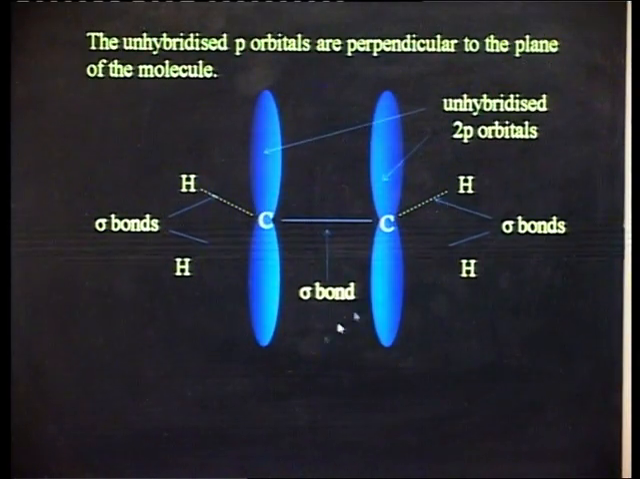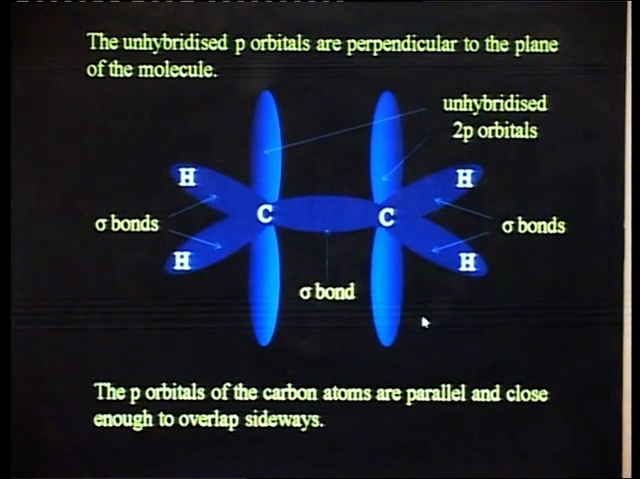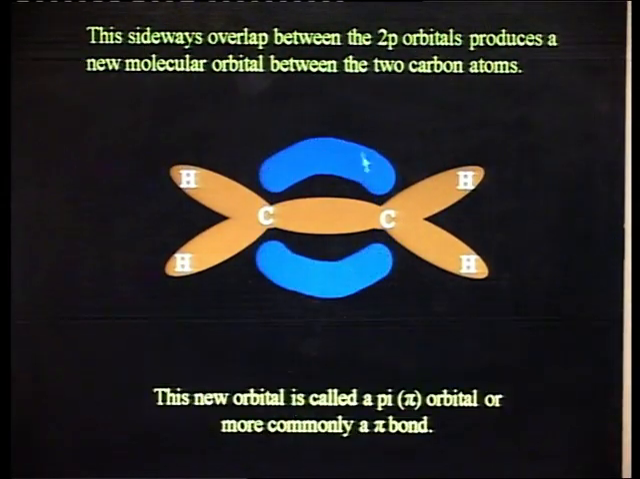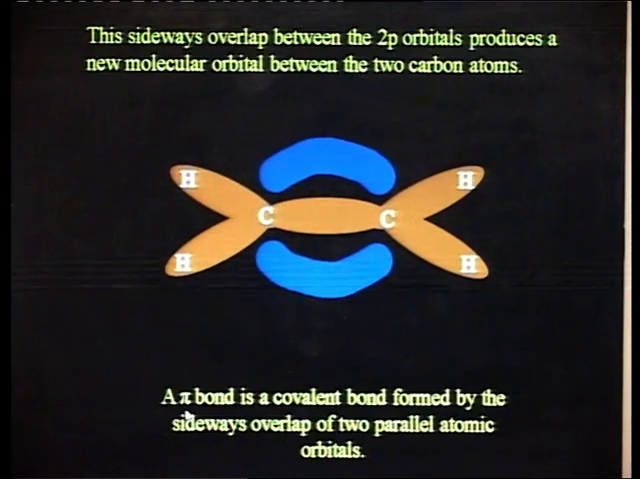These unhybridized p orbitals of the carbon atoms are parallel and close enough to overlap sideways, and they do so by forming the pi bond. This new bond is called a pi bond. A pi bond is a covalent bond formed by the sideways overlapping of 2 parallel atomic orbitals. So, it is not 2 pi bonds, it is 1 pi bond, and in between that you have a sigma bond.